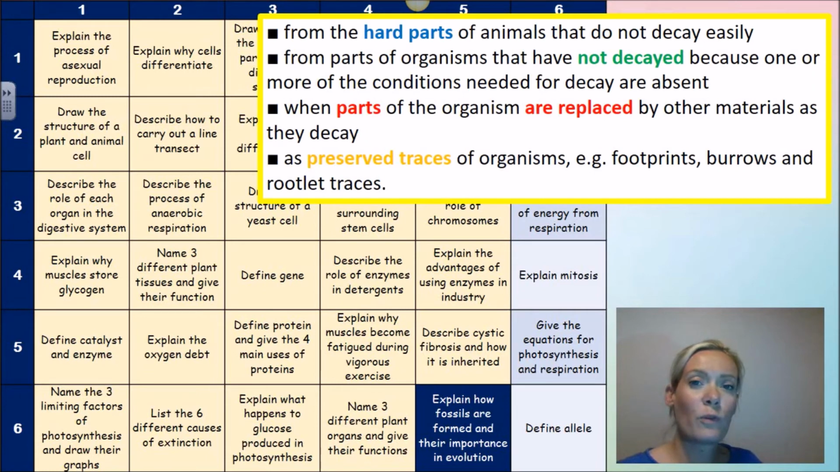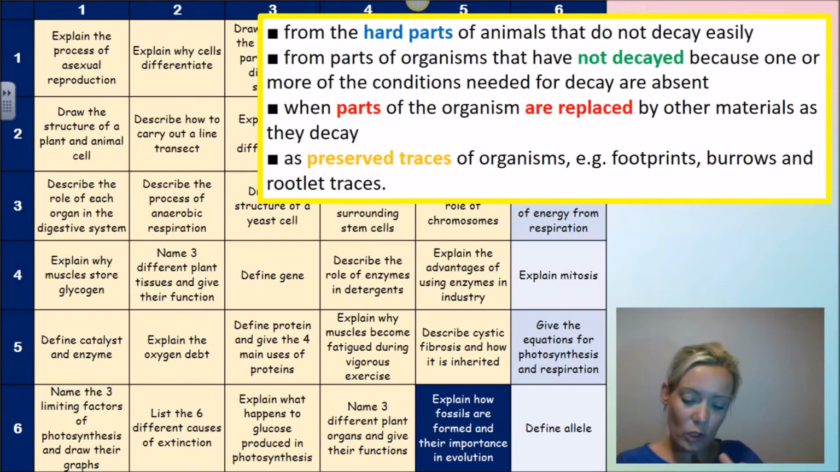They can be formed from the hard parts of animals that don't decay easily. They can be formed because parts haven't decayed because the conditions we need for decay are absent, which might mean being warm, having moisture, etc., and having oxygen. They're all needed in order for something to decay. So if any of those are lacking, then we may find something quite intact. We may find that parts have been replaced by other substances. So, for example, the hard parts have decayed slower, but they're still decayed.